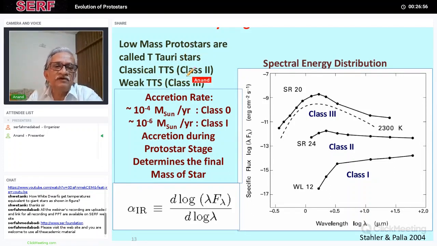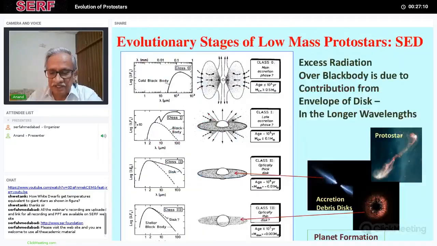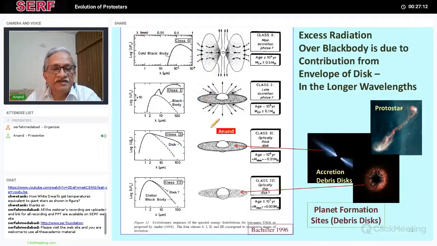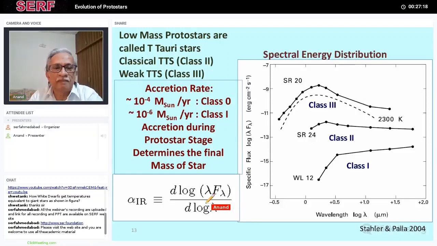So there are classical T Tauri stars, class 2 and class 1. There are weak T Tauri stars, which is class 3. And you understand by now why we are calling class 3 a weak T Tauri star, because the circumstellar material here is almost not there, but it's still there. It's weak compared to the earlier stage.